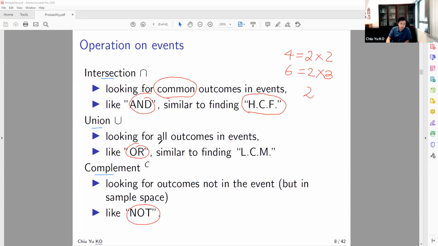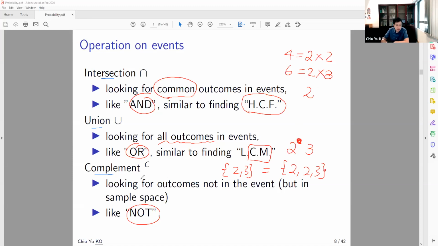Union will be taking all the outcomes, so in this case you have 2 and 3. You may ask, why don't we have 2 squared? We don't, because in set theory, 2, 2, and 3 is the same as 2 and 3. We don't care about repetition.